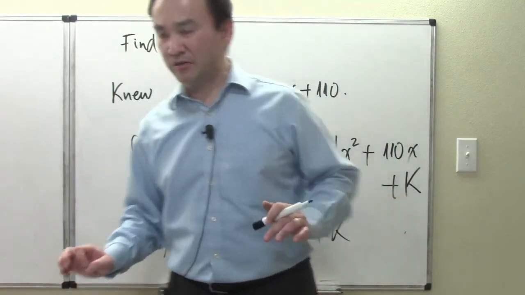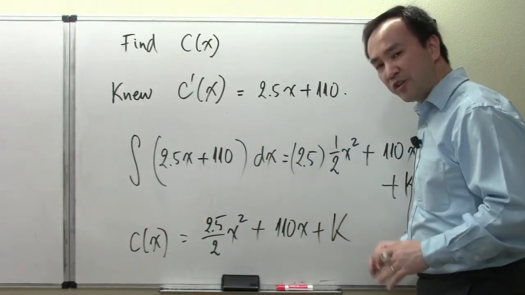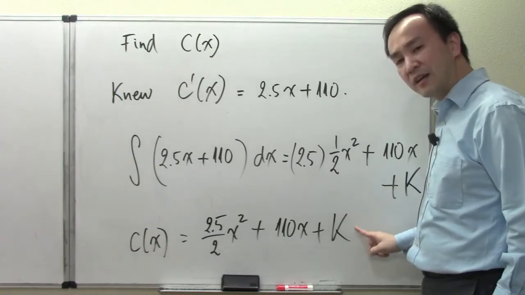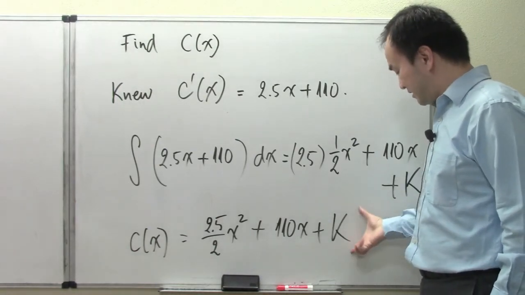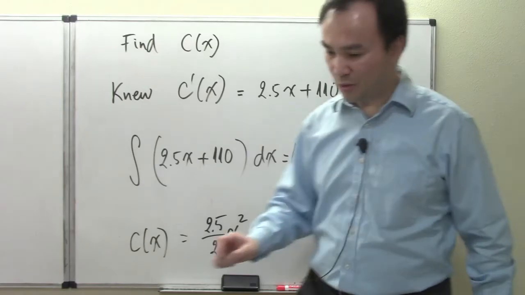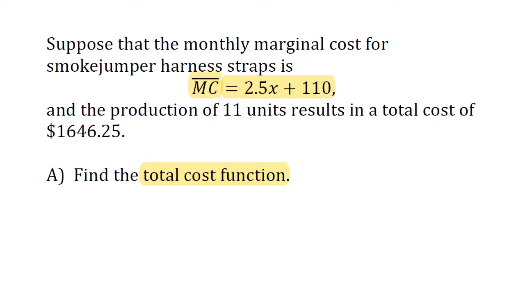Okay, but now see, we're not at the end of our question part A yet, because we need to find out what the constant k is, because the question itself is looking for: find the total cost function.